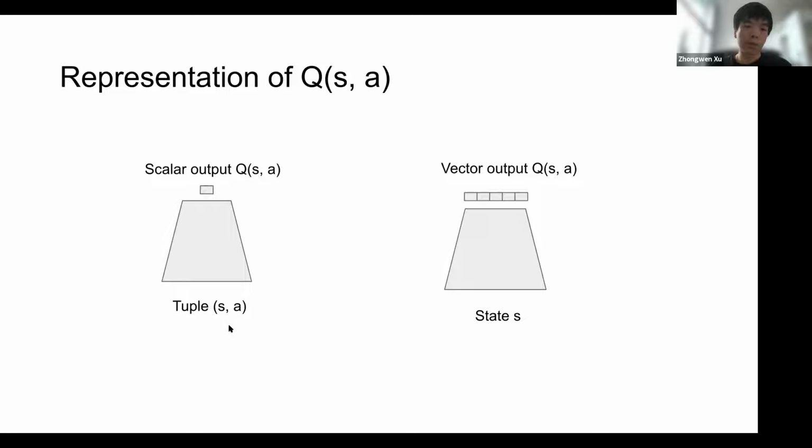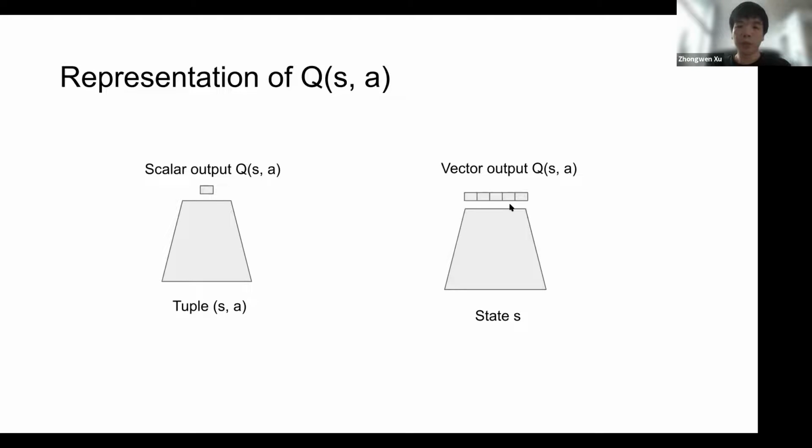So in this case, the input is a tuple that has the full information of what it is asking for, and predicting one scalar for it. The other possible way, which is used in DQN, is that we only feed the state as input. And in the output, instead of only producing one scalar for one action, we produce all of the scalars, like a vector output for all of the possible actions.